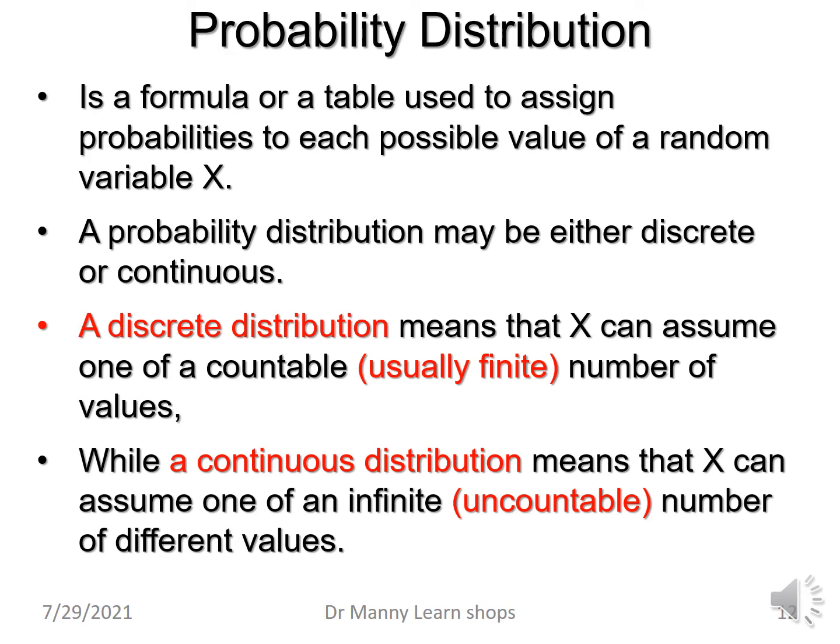When we look at probability distribution, it's a formula or a table that's used to assign probabilities to each possible value of random variable x. The probability distribution may be either discrete or continuous. A discrete distribution means that x can assume one of a countable, usually finite, number of values, while a continuous distribution means that x can assume one of an infinite, uncountable number of different values.